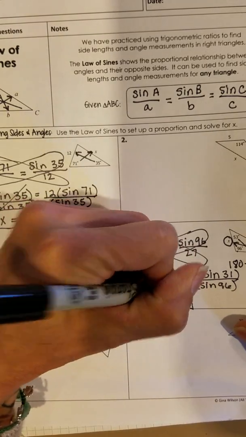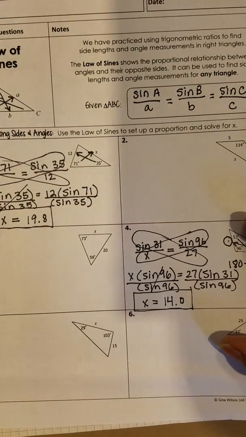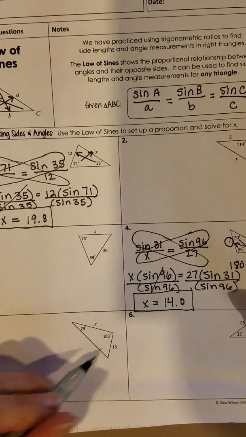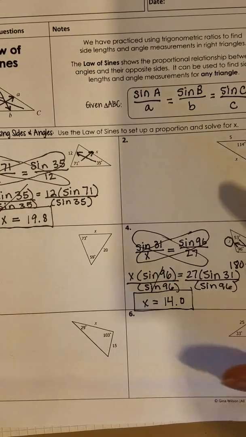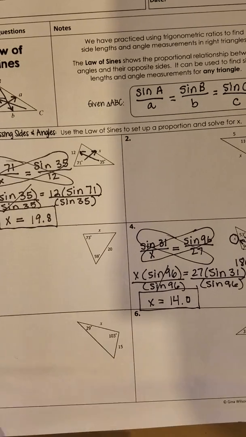So there's my answer. So what would I like you to do? I would like you to do number 3 and number 5. So that's what you'll do, number 3 and number 5. And I just need to show you how to find a missing angle, and then you'll do one of those.